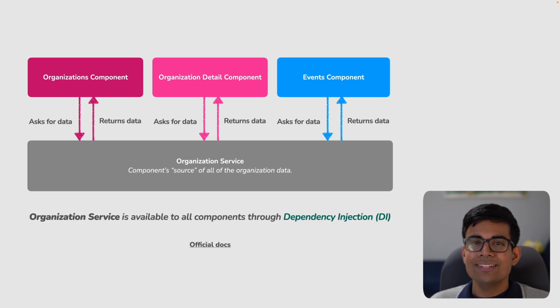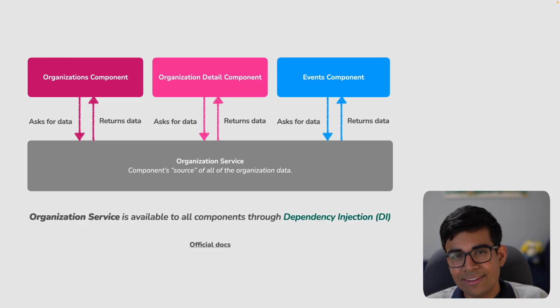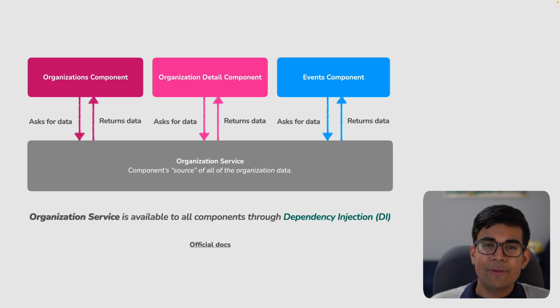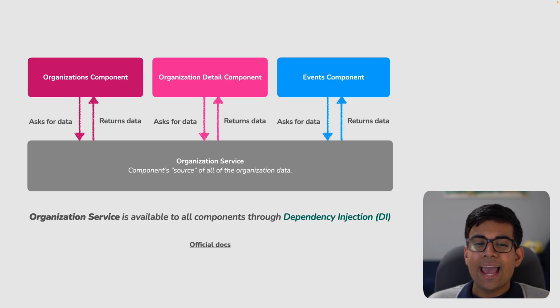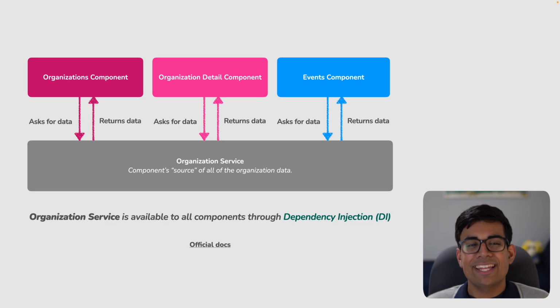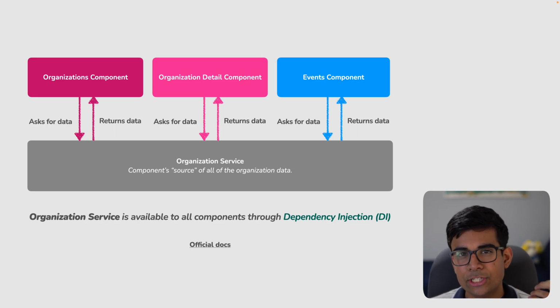And there's this great tool from Comp 301, if you might remember, called dependency injection. And we are going to make our service available to all of our components by injecting it into our components. So the organization service is available to all of the components that need it through dependency injection.